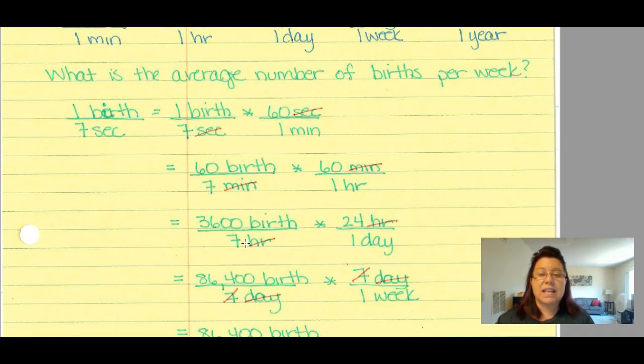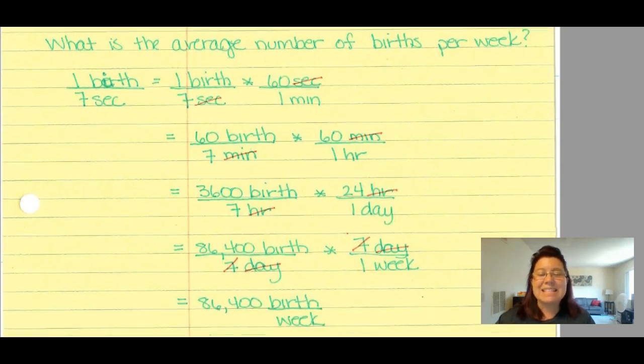Let's change that to days. That's 3,600 times 24, which is 86,400 births per 7 days. And there are 7 days in a week, so the sevens cancel out and the days cancel out. That means there are 86,400 births per week.